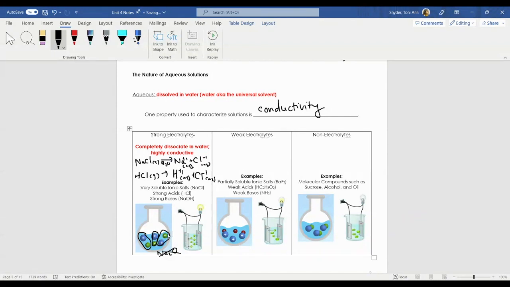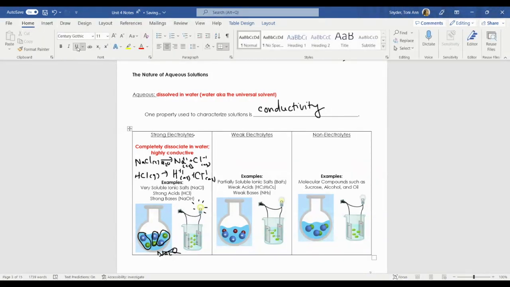Because I have these charged particles, electricity can flow very readily in a solution. So you'll see that this light bulb here is very, very bright. And that's because electricity is able to flow through the solution because it has all of those charged particles.